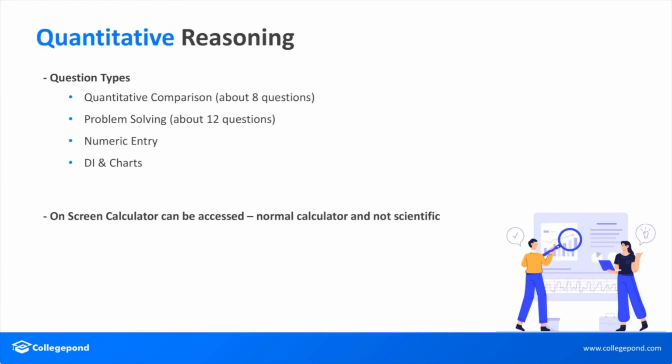Let's come to quants. What are the different types of questions? You have a quantitative comparison, so we'll be doing that as well. We have problem solving, about 12 questions. And numeric entry is kind of similar to problem solving, but options are not given to you. So it comes within those 12 questions only. And you have got data interpretation and charts. So it could be a pie graph, bar graph, line graph, or a table. We are not going to focus on data interpretation and charts today.